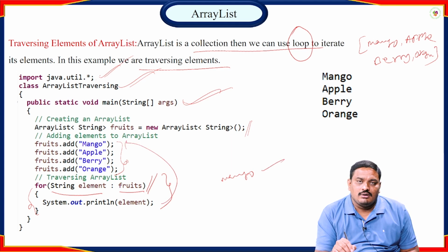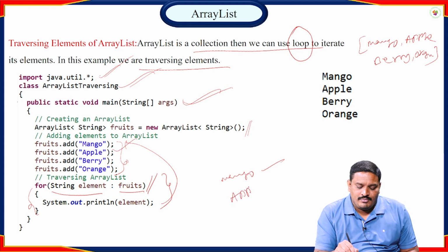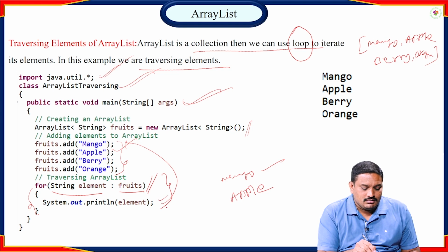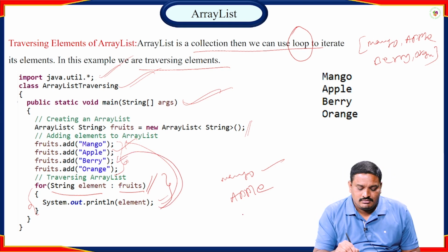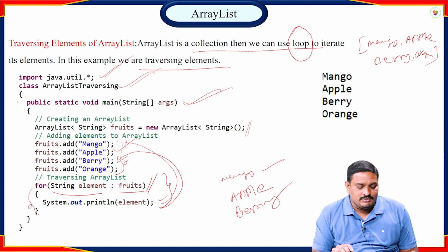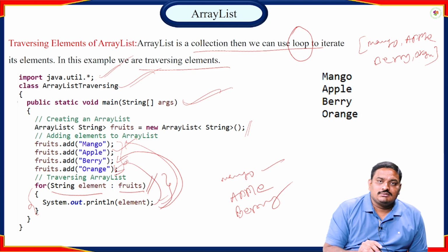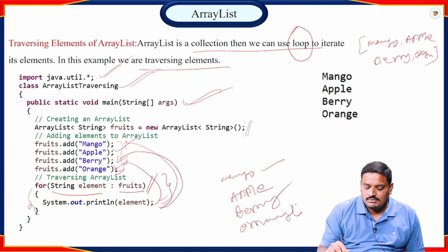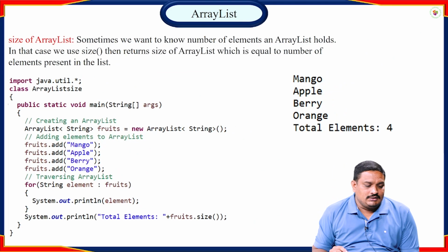Mango is there. After that, second one is apple. The apple element will be displayed. After that, next is the for loop. Next berry is there. The berry element is displayed. After berry, the next one is orange. The orange element is displayed. This is traversing the elements in the array list.